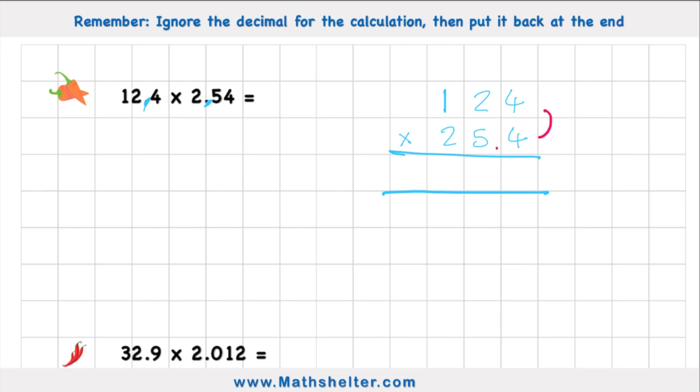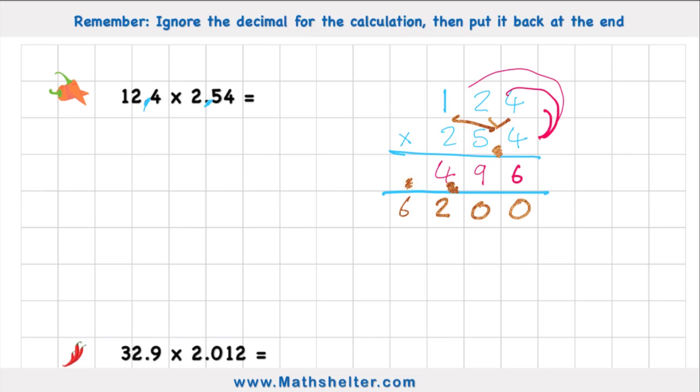4 times 4 is 16. 4 times 2 is 8, plus my 1 is 9. 4 times 1 is 4. My next row is 5 times 4, but remember it's not a 5, it's a 50, so I need my placeholder. 5 times 4 is 20. 5 times 2 is 10, plus my 2 there is 12. Get rid of my 2. Ooh, and don't forget, get rid of my 1 that I had earlier. And then 5 times 1 is 5, plus my 1 is 6.